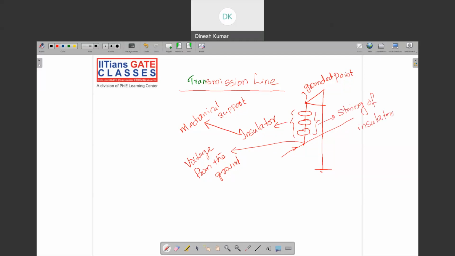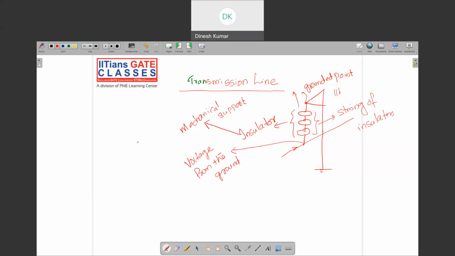Because there is more than one insulator there, we call it a string of insulators. From the number of insulators, we can guess the transmission voltage. As a thumb rule, each insulator is assumed to be about 11 kV, or 1.1 kV. Multiplying by the number of insulators, we get the voltage transmitted through the line. I really forget the exact rating of one insulator; it depends on the insulator also.